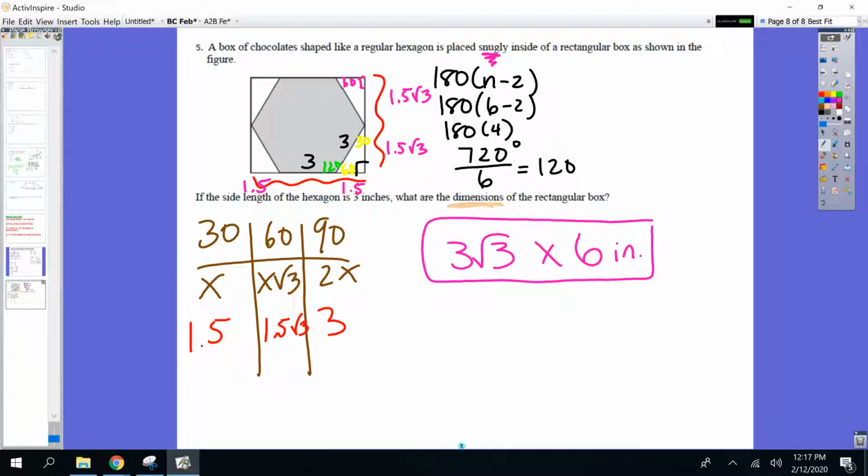Nice problem right there, huh? Beautiful. Geometry. Love it. Anything from you guys?